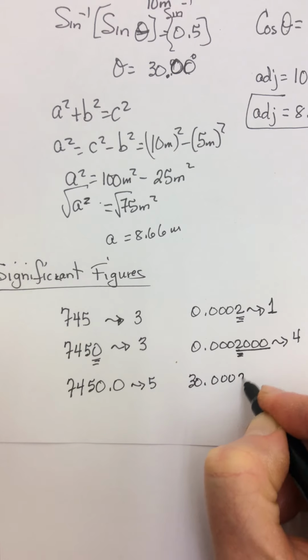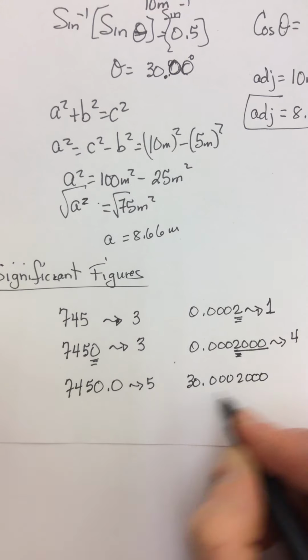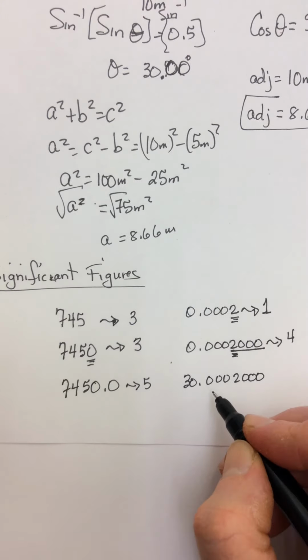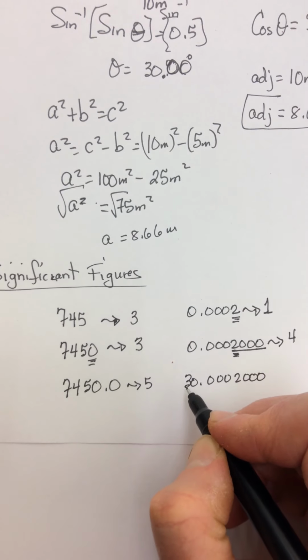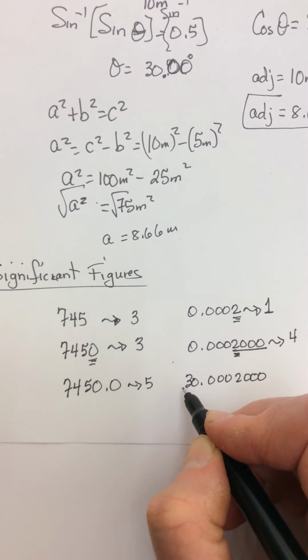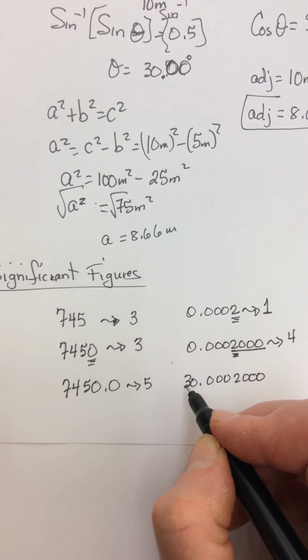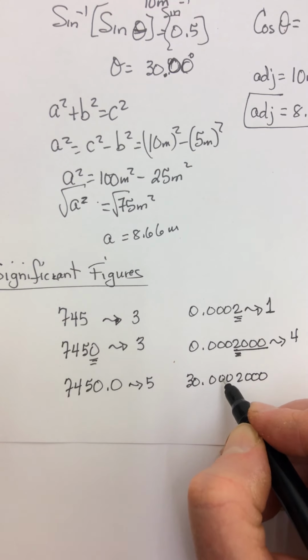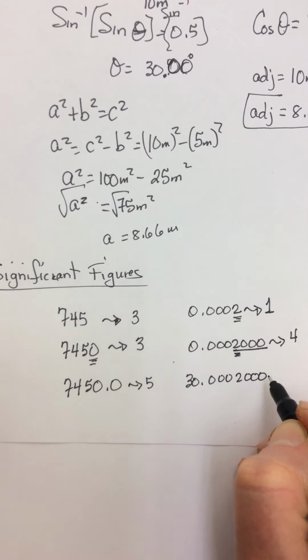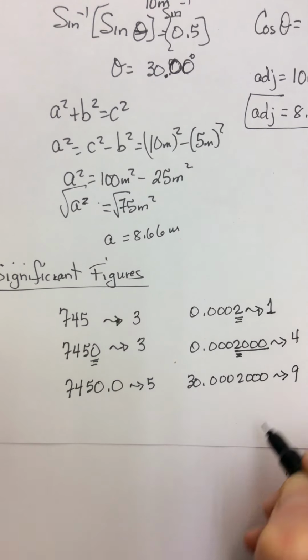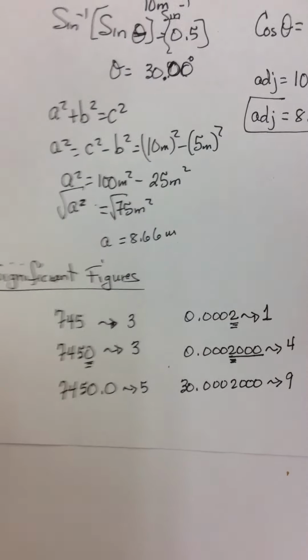Now, what if I were to put a 3 in front of that 0 up there, and it was 0.002000? How many sig figs does this have? Well, if we use our rule, go to the non-zero number furthest to the left and count to the right, and if there's a decimal there, then these zeros count. Then we have 1, 2, 3, 4, 5, 6, 7, 8, 9. This dude has 9 significant digits.